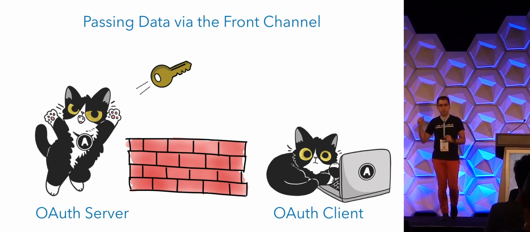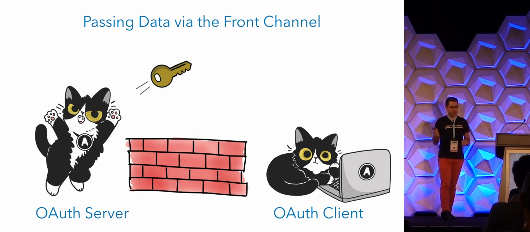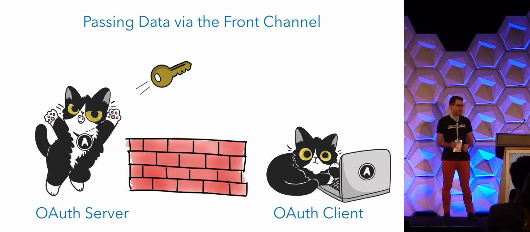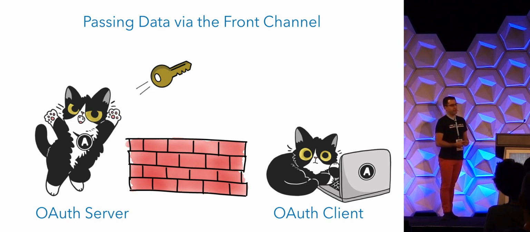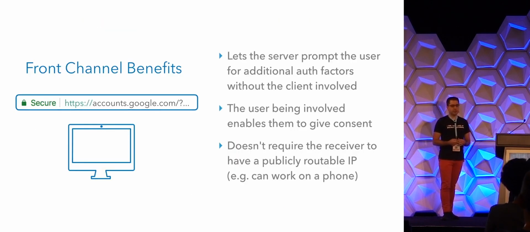It can't actually tell where it came from on the other side of the wall. And this is a really important detail about using the front channel in OAuth, is that neither side can really trust that it was successful or that it hasn't been messed with in flight. So you might say, why do we use the front channel at all then if it's this insecure? It has a couple of really important benefits.